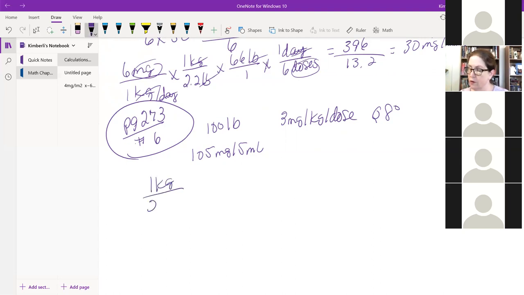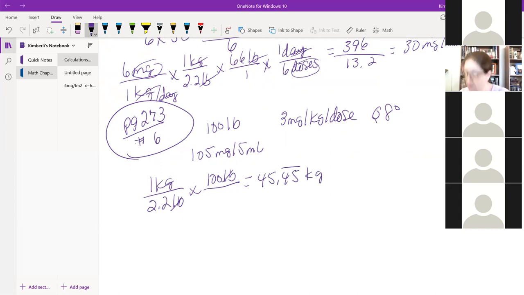One kilogram is 2.2 pounds, so we divide 100 pounds by 2.2. And when we're doing this with even numbers, a lot of times we'll get some repeating decimals in the kilograms. So it's 45.454545. Yes, exactly. So we're just going to call it 45 repeating kilograms.